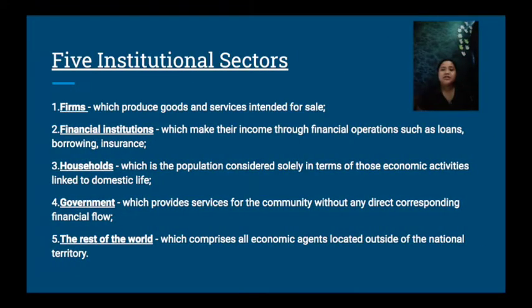The system of national accounting has developed a typology of economic agents that distinguishes 5 institutional sectors. These are firms, financial institutions, household, government, and last is the rest of the world. The purpose of these 5 institutional sectors is for microeconomic analysis.